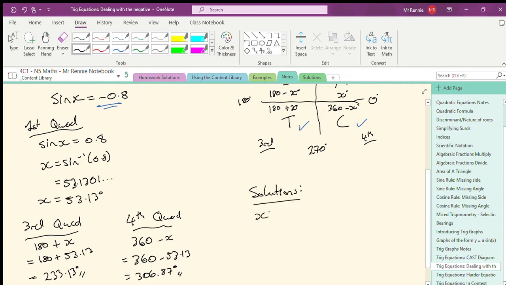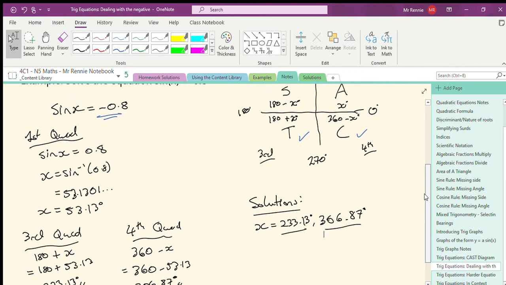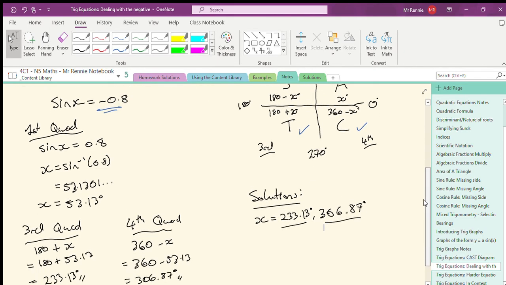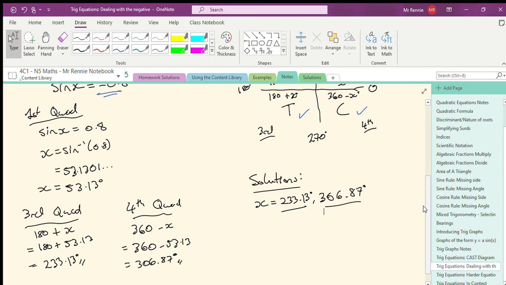So my solutions are x equals 233.13 degrees and 306.87 degrees. You'll see here that because it was negative, we had to tick different quadrants in my CAST diagram to what I would normally do for a sine question. I still had to get the answer for the first quadrant because it helps me work out the values in the third and fourth quadrant. However, the solutions are just the third and fourth quadrant. I didn't tick the first quadrant, so I could ignore 53.13 from my solutions. So that's the first example.